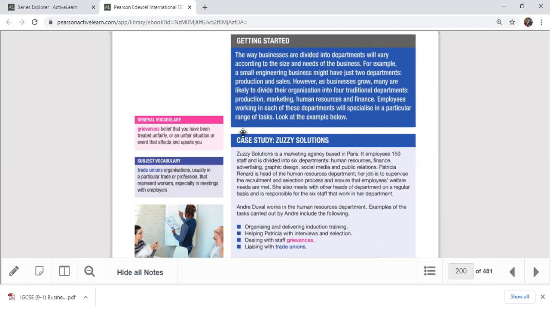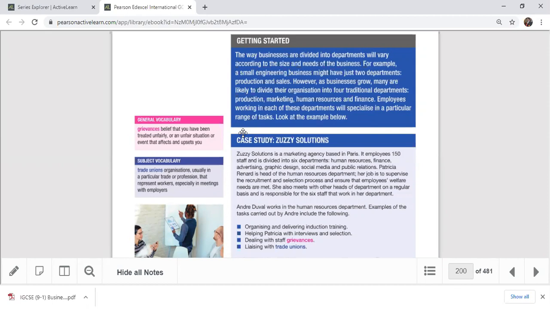But here you can see a formal organization, imagine a big organization, a bank, or a public listed company, a large multinational company. Departmentalization is really important, because then the work and the workload can be done accurately and systematically, and productivity and efficiency can be improved. However, as a business grows, many organizations divide into four traditional departments. There are only four traditional departments, but there are more. I'll tell you what the other departments are as well.